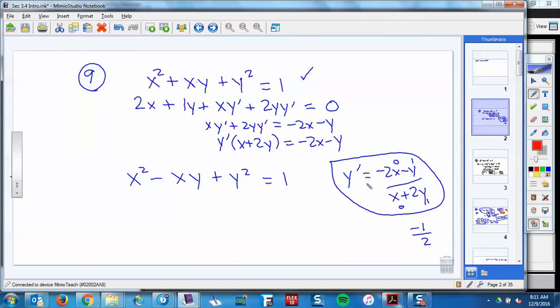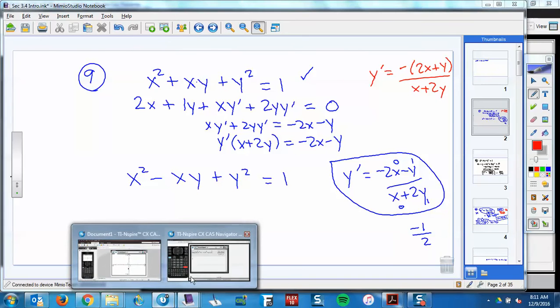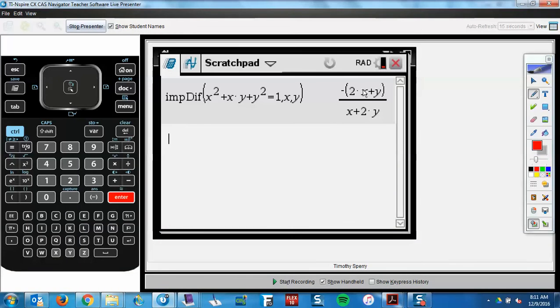Now, look what I ended up with here. If you could take a negative 1 out of that top, then you'd have negative 2x plus y, and then the bottom would be x plus 2y, and isn't that what his calculator said? Negative 2x plus y, and then the bottom x plus 2y. So you could use your calculator to check you on these with implicit differentiation, so do it.